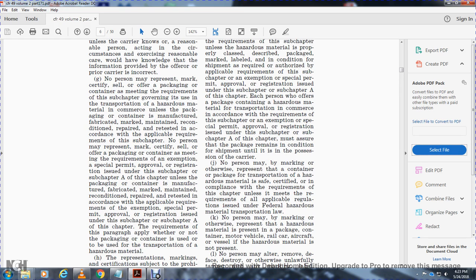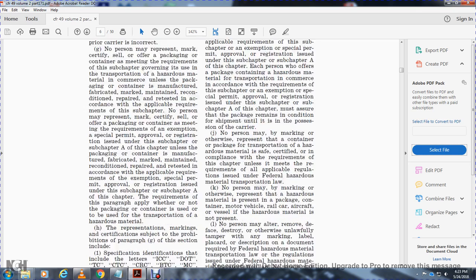No person may represent, mark, certify, or sell a packaging or container as meeting the requirements of an exemption, special permit, approval, or registration issued under subchapter A unless the packaging or container is manufactured, fabricated, marketed, maintained, reconditioned, repaired, and retested in accordance with the applicable requirements of the exemption, special permit, approval, or registration issued under this subchapter or subchapter A of this chapter. The requirements of these paragraphs apply whether or not the packaging or container is used for the transportation of hazardous material.